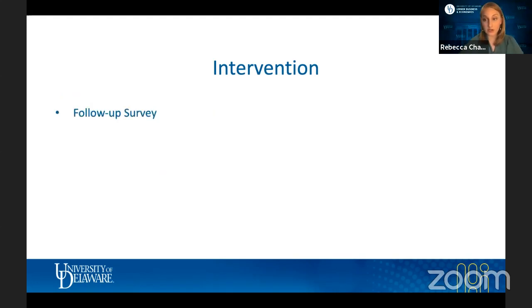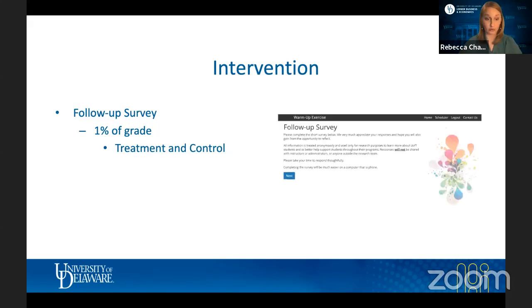At the end of the semester, all students were administered a follow-up survey, again worth 1% of their grade to incentivize them to complete this. This was given to both the treatment and control group, though the treatment group saw some slightly different questions at the end than the control group did.